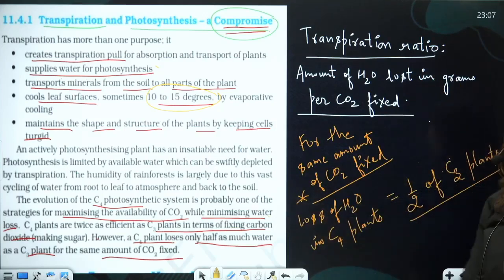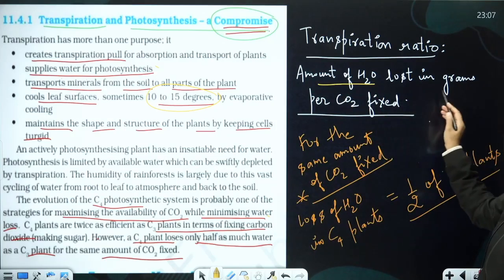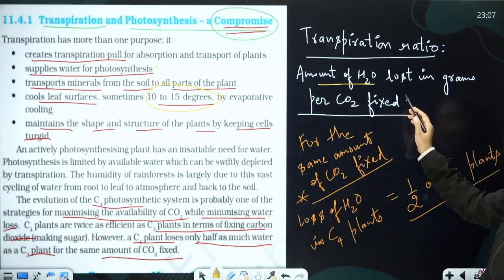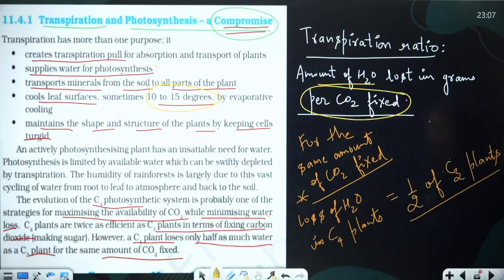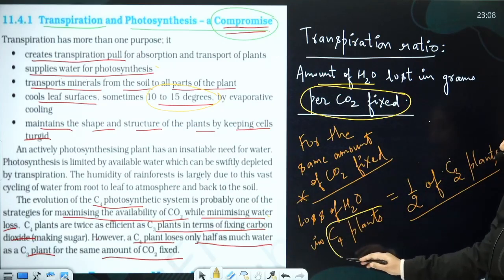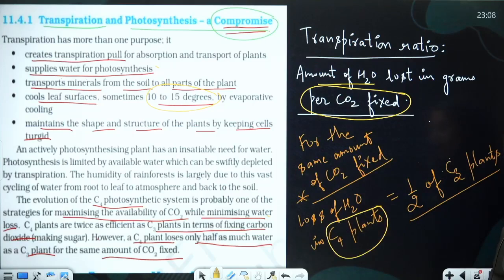Now there is one more thing which is given over here, transpiration ratio, in the lines below. What is transpiration ratio? That what amount of water is lost when the CO2 is fixed during photosynthesis. So in these lines it is mentioned that in the C4 plants, this we will deal with in the chapter photosynthesis, what are C4 plants and what are C3 plants.